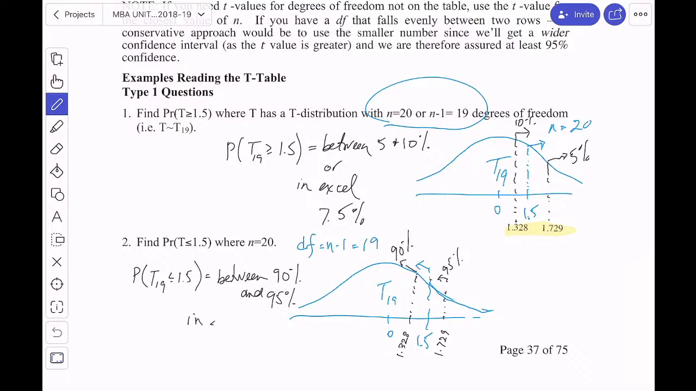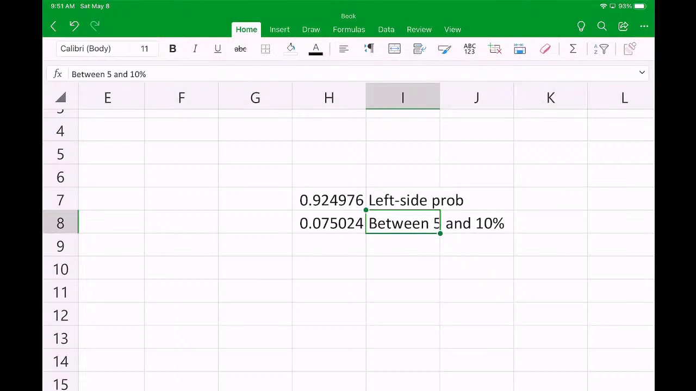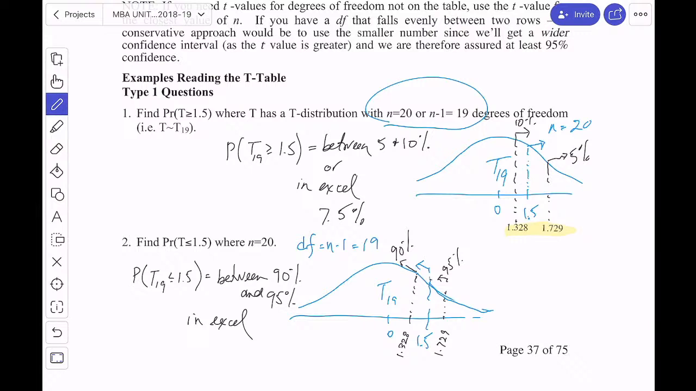And then in Excel, what did we get? Let's go back and see. We got 92.5, so we'll go with that. 92.5, which reinforces what we got. Okay, so that's how we use the table or Excel.